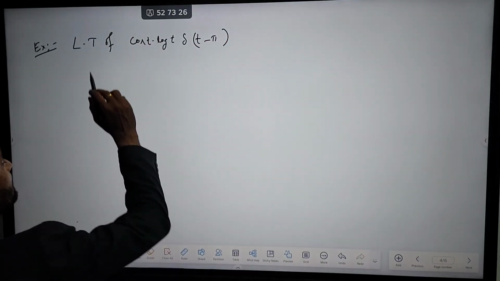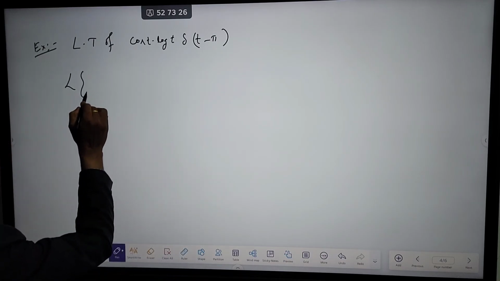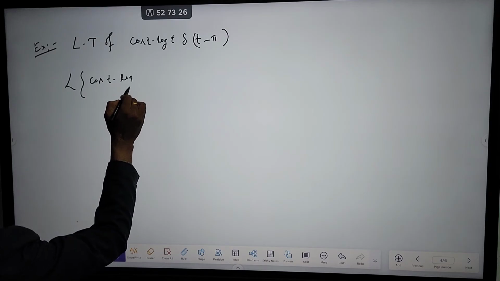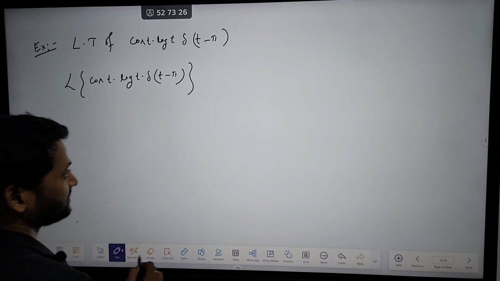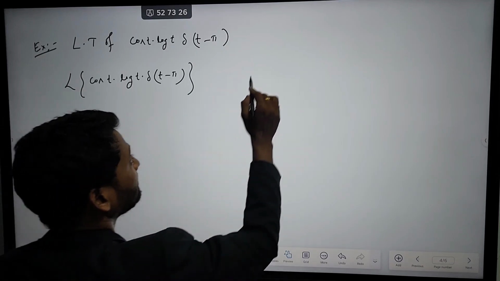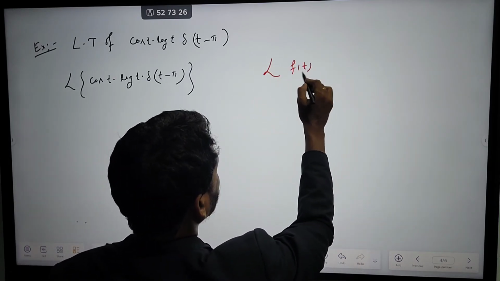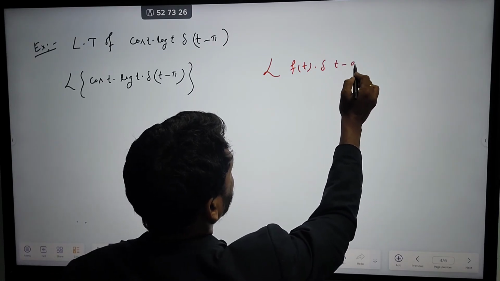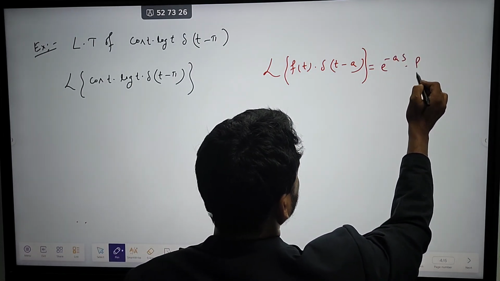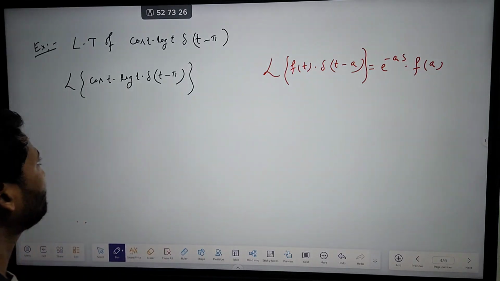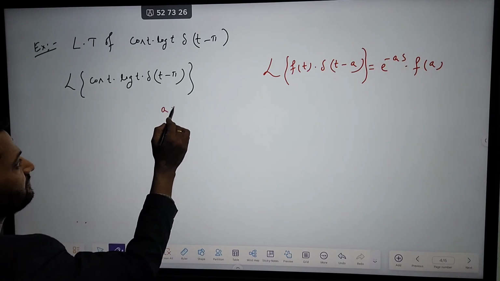So coming to last question, Laplace transformation of cos t log t del t minus pi. So we'll find out Laplace of cos t log t del t minus pi. ठीक है, so first thing we'll write this formula. फॉर्मूला क्या है, Laplace of f of t into del t minus a is equal to e to the power minus s into f of a. So now if I compare this expression to LHS of this formula, so here a will be pi.